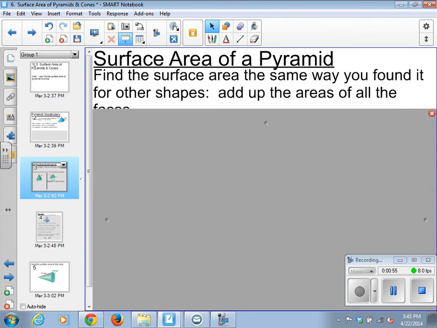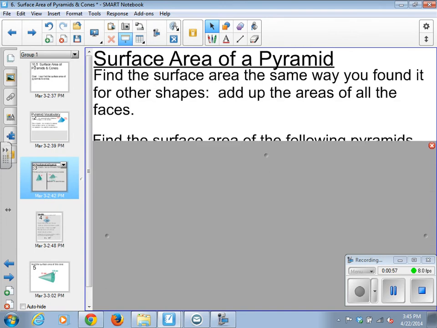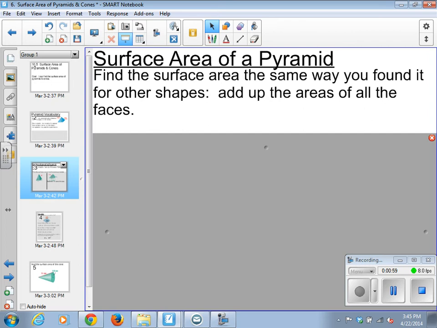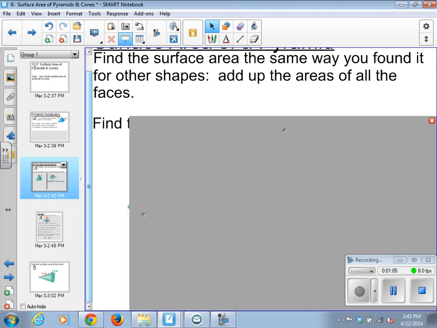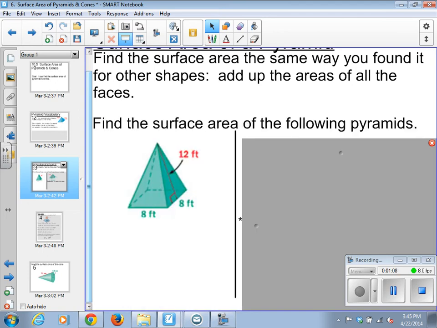Now, to find the surface area of a pyramid, we do it the same way we found it for other shapes. We just add up the areas of all the faces, including the base. So we're going to go ahead and find the surface area of these pyramids.